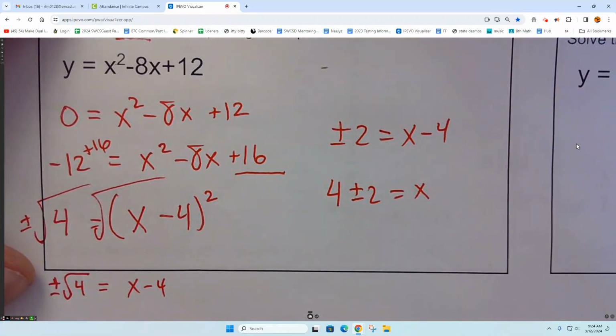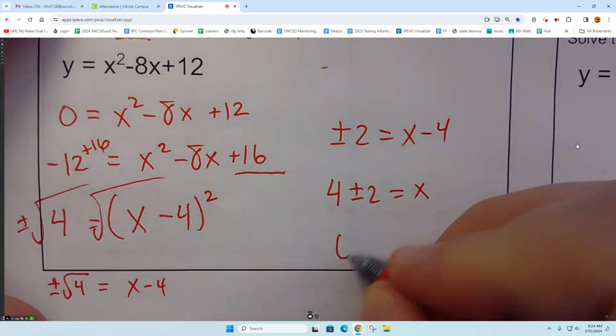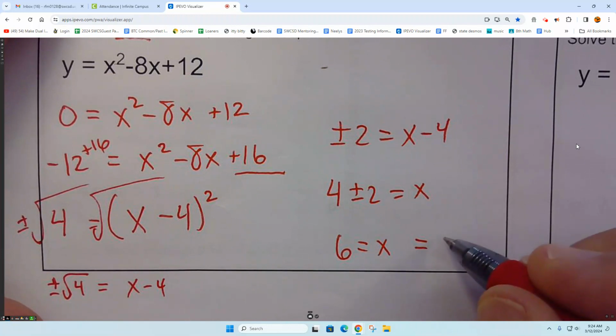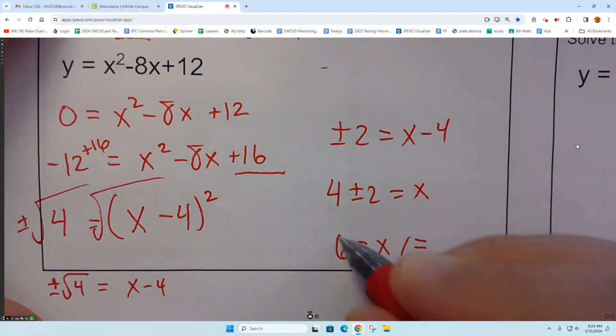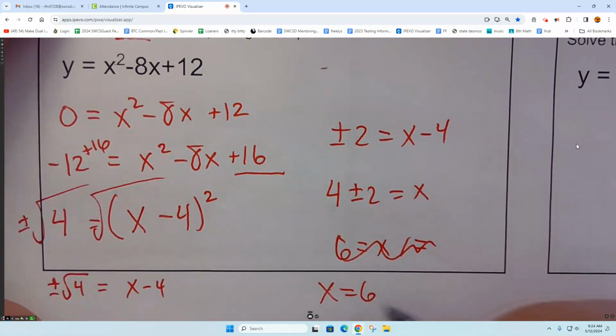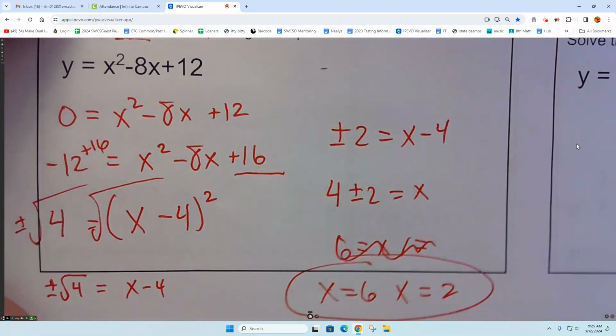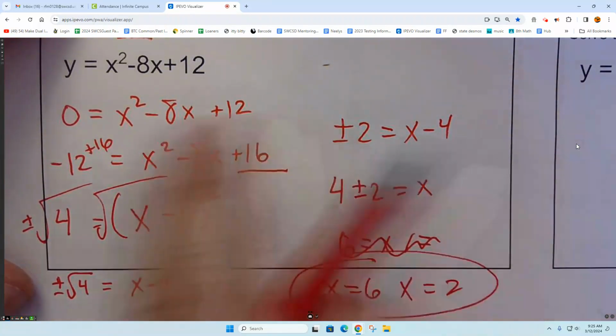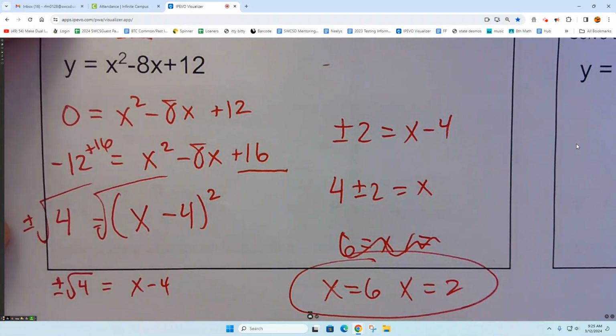You would not get full credit for this. You got to finish this. 4 plus 2, 4 minus 2. X equals 6. X equals 2. Again, it's not a bad idea to throw that in Desmos and check it. The bad news, though, is if you check it and it's wrong, then you got to figure out where your mistake is.